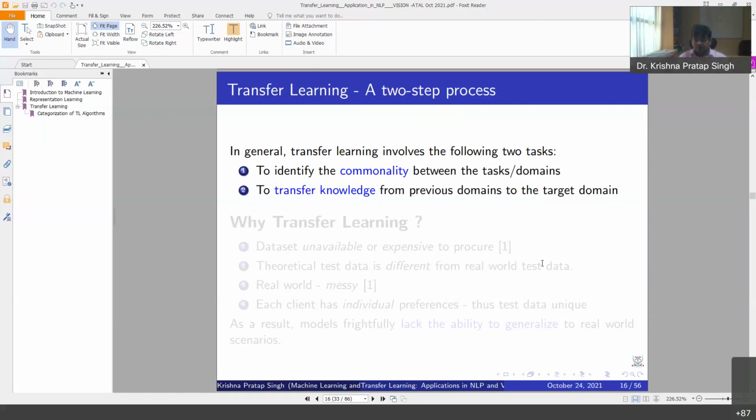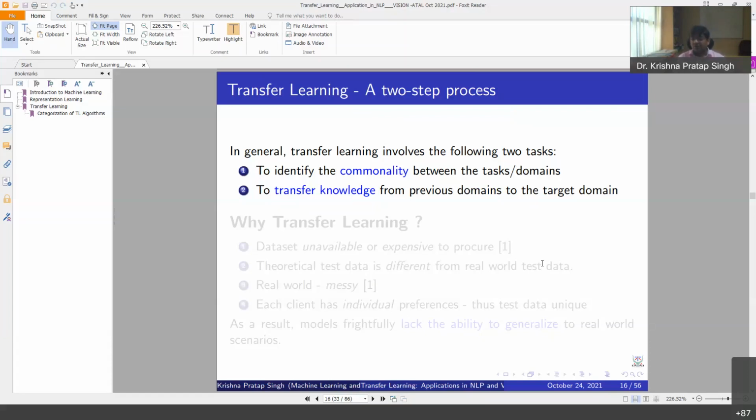Okay, so in general, transfer learning involves the following two tasks: to identify the commonality between task and domain. Is there anything common? The task may be common, or the domain is the same and the task is changing. Knowing programming and then saying that knowledge applies to history may not be that kind of transfer. Only your skill and analytical skill may help, but that knowledge may not be shared.